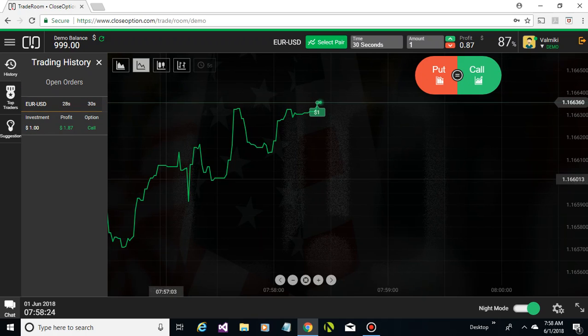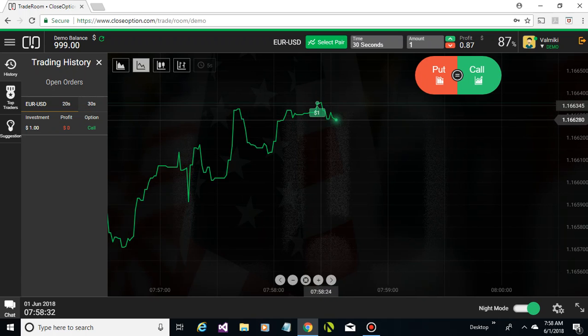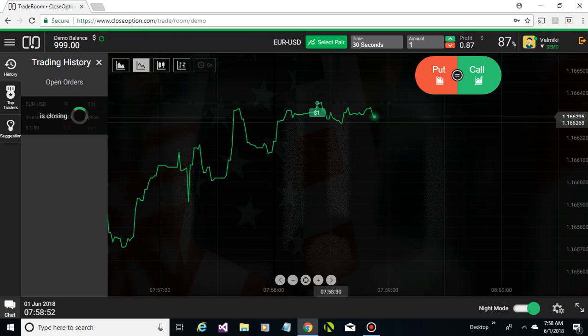And there it is on the left-hand side. It shows that my investment is $1. And right now, instead of going up, it's actually going down. So you potentially have the risk of losing that $1, but it all could change within a matter of seconds because the pairs do move pretty fast up and down. So we don't know which direction it's going to go.